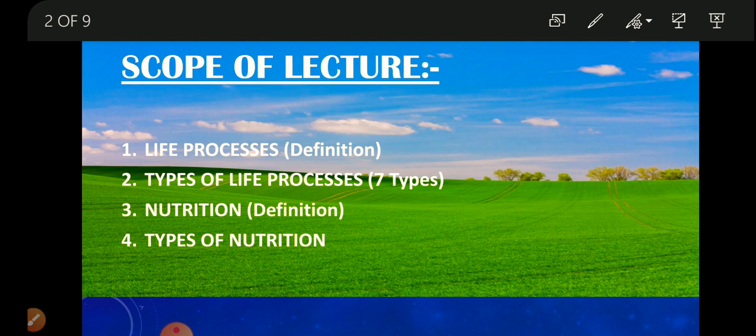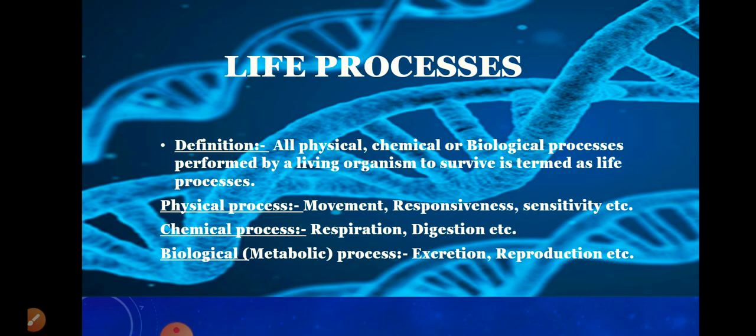Next is nutrition. We would be dealing with definition of nutrition and what are the types of nutrition. We would be discussing autotrophic nutrition in a short way in this video. However, more detailed description of autotrophic and the process of photosynthesis would be coming in lectures to follow. So without further ado, let's begin.